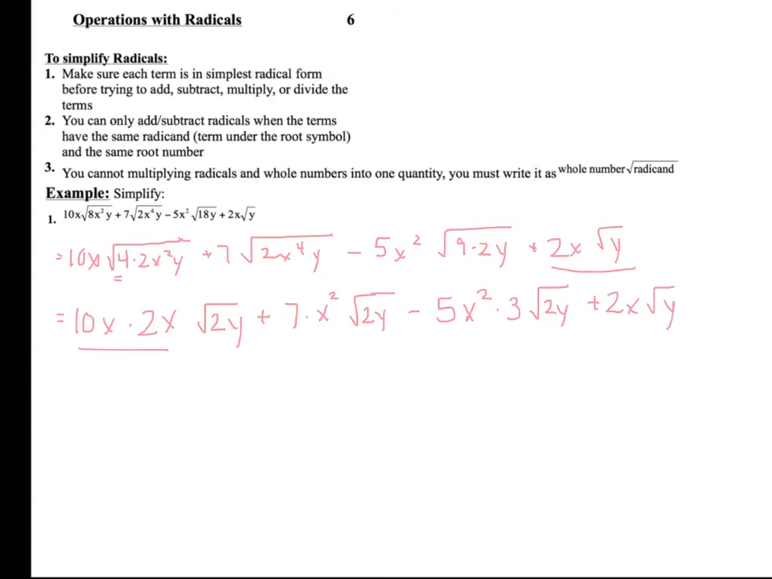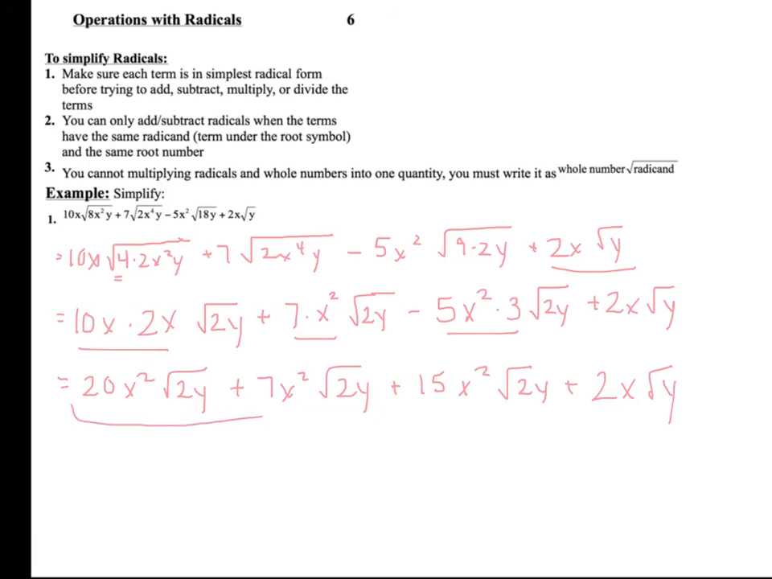So if I multiply my values out in front of all my radicals now, I'd have 20x squared square root 2y plus 7x squared square root of 2y minus 15x squared square root of 2y plus 2x square root of y. So in the first three terms, I have the same variable on the outside and I have the same radicand, so those three terms I can add. This should still be a minus, not a plus. So those three terms I can add and subtract.